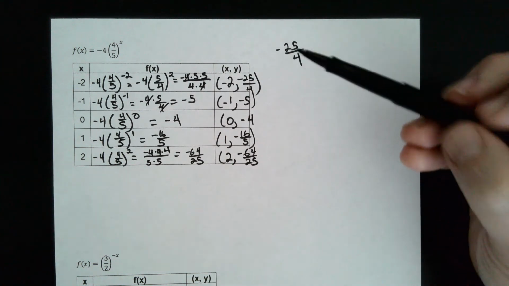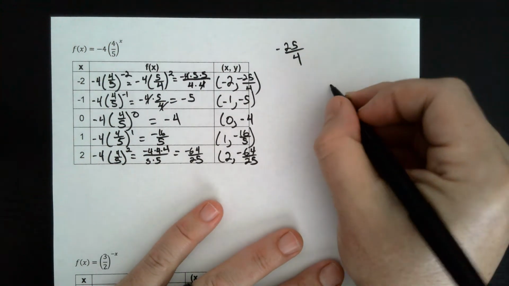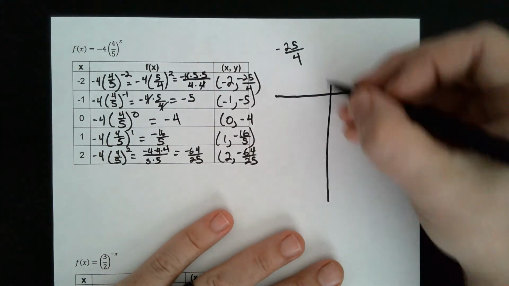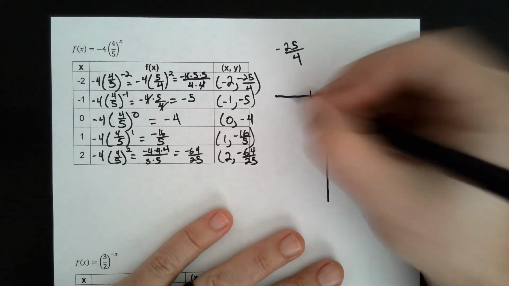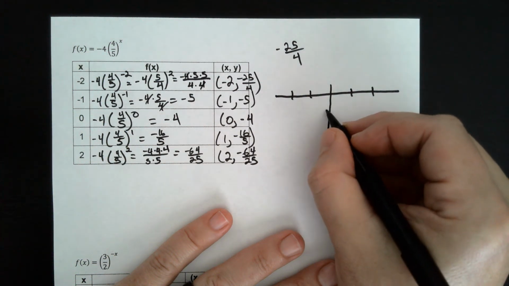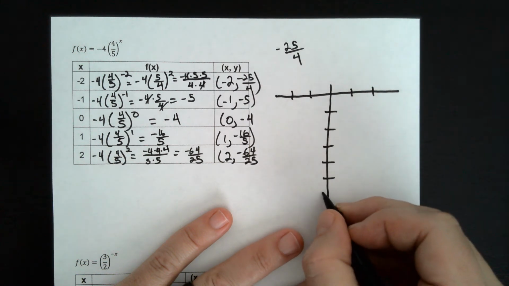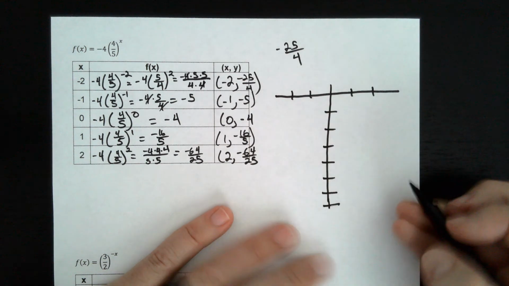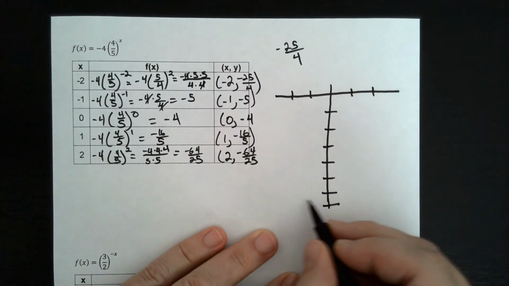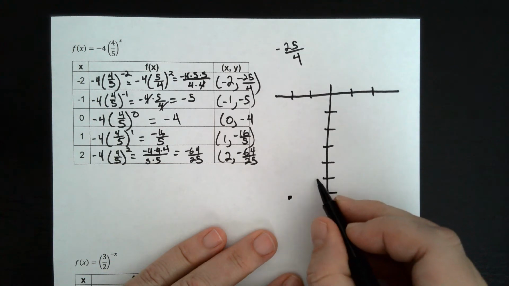Okay, so it looks like my y values are all negative here, so I'm going to draw the opposite kind of graph. I'm going to have the x-axis be up here. Here's 1, -1, -2, +1, +2, and let's see, 1, 2, 3, 4, 5, 6, 7. So -2 went to -6.25, so right about here. -1 went to -5, so here.